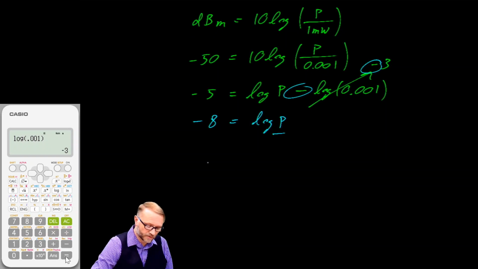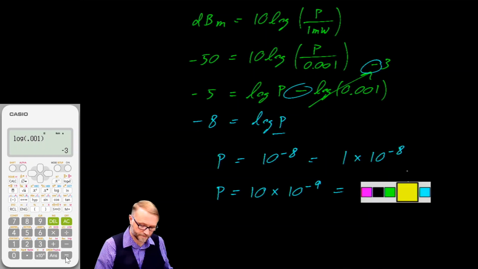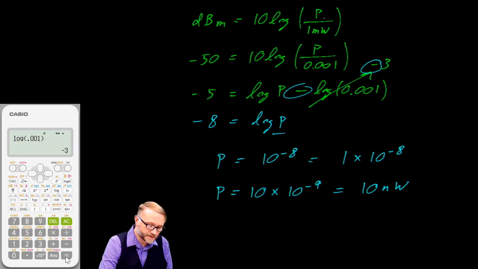Breaking P out of this logarithmic jail, we would say power is equal to 10 to the negative 8th power, which is the same as saying 1 times 10 to the negative 8th. If we move that to engineering units, power is equal to, let's see, we need to move this one more position over, so that'd be 10 times 10 to the negative 9, which is the same as saying 10 nanowatts. Do be careful with your units. You'll notice there's watts here, and when we put this back into the original case, there has to be watts here as well, so that they can cancel out.